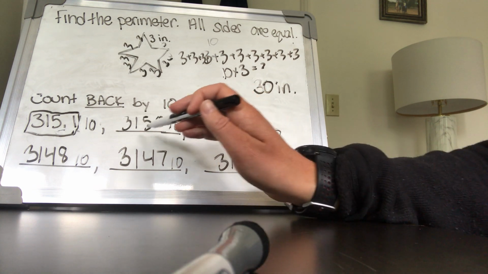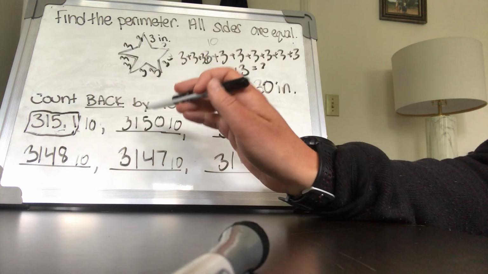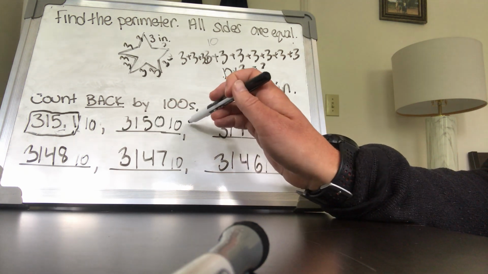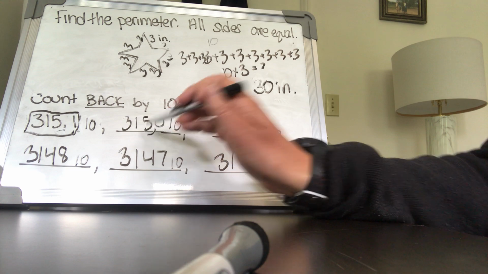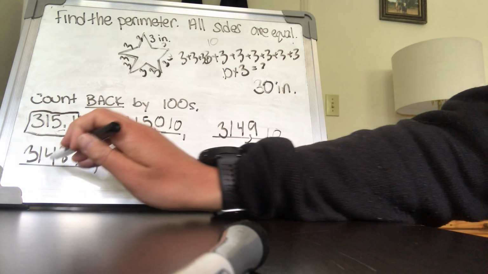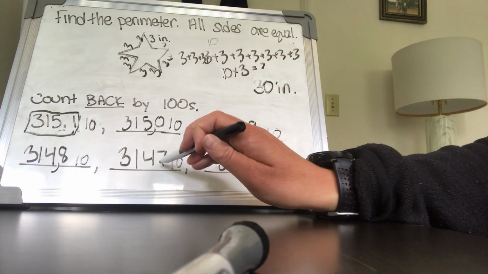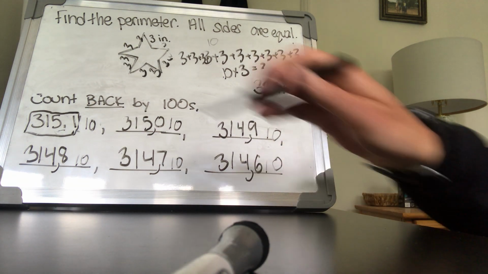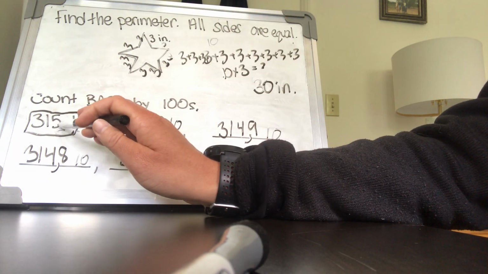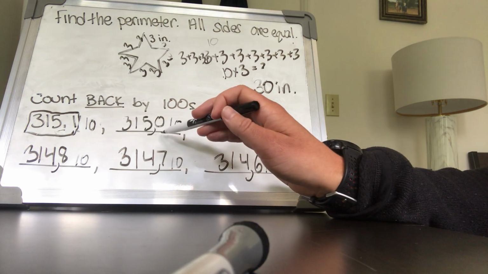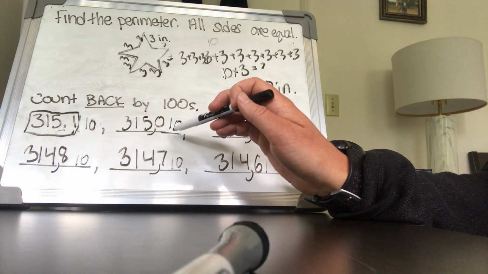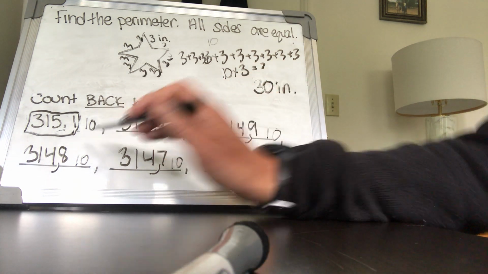Now, one thing I want to make sure of is that I have my commas correctly placed here. If you remember, you start at the end, you count 3 digits and add another comma. Now let's make sure that our work makes sense. 315,110. 315,010, that makes sense because 10 is 100 less than 110.